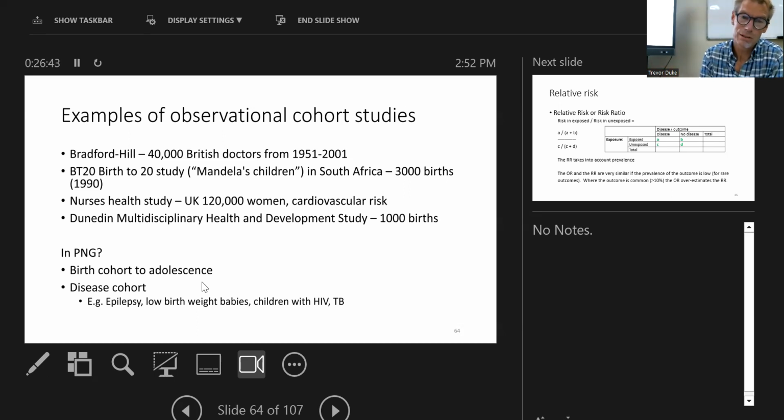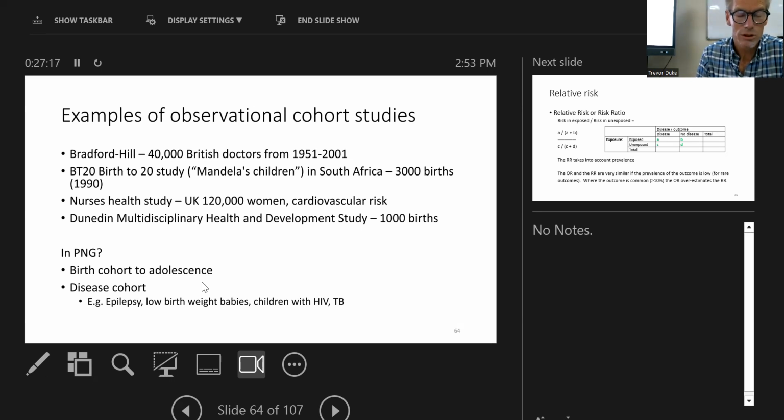But the British doctors study was interesting because in the 1950s, many of the British doctors smoked. And so many of them got lung cancer in the subsequent decades. And it was another strong piece of evidence that smoking caused lung cancer. So these days, of course, you wouldn't be able to identify that in many doctors, because not many doctors smoke. But in those days, smoking was quite common. But it identified that doctors who smoked had a much, much higher risk of carcinoma of the lung.